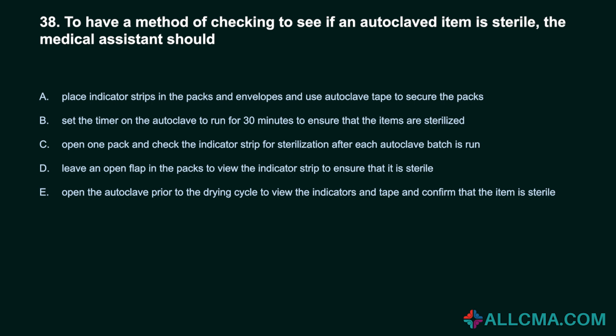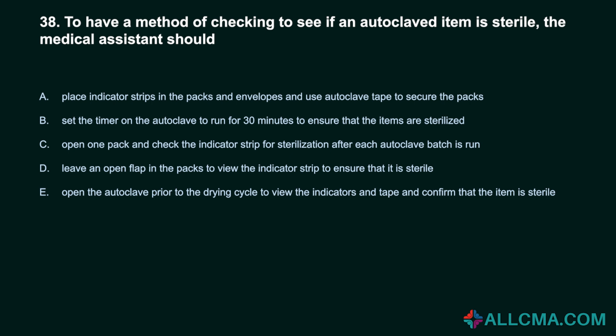38. To have a method of checking to see if an autoclaved item is sterile, the medical assistant should: A. Place indicator strips in the packs and envelopes and use autoclave tape to secure the packs. B. Set the timer on the autoclave to run for 30 minutes to ensure that the items are sterilized. C. Open one pack and check the indicator strip for sterilization after each autoclave batch is run. D. Leave an open flap in the packs to view the indicator strip to ensure that it is sterile. E. Open the autoclave prior to the drying cycle to view the indicators and tape and confirm that the item is sterile.